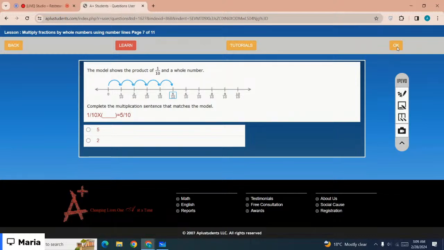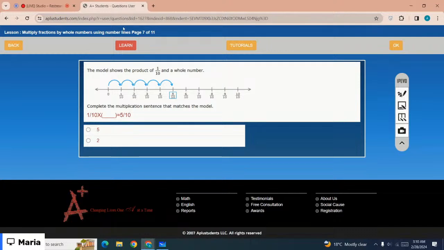The model shows the product of 1 by 2 and a whole number. Complete the multiplication sentence that matches the model. Now you have to find the whole number, right? So which is the whole number? Yes, very good. The whole number is 5, right?